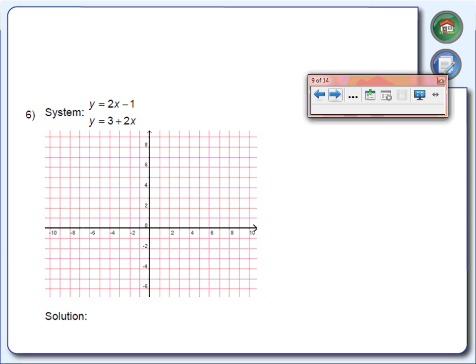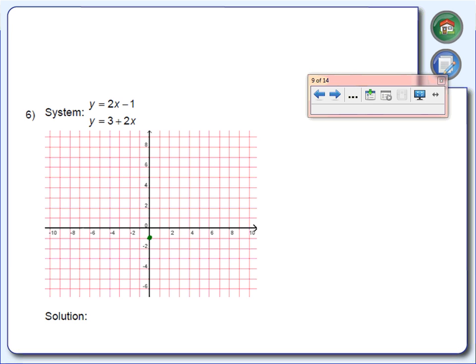Start with the y-intercept. Negative 1. But remember, it's the y-intercept, so it should be going on the y-axis. Let me erase better. Yeah, go ahead and erase. Okay, negative 1, that's your y-intercept.